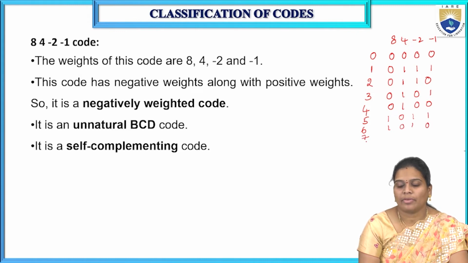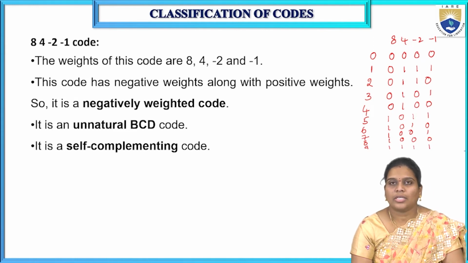Next one is 7: 8 minus 1, 7. Next one is 1, 0, 0, 0. Next one is the 9: 8 plus 4, 12. 12 minus 2, 10. 10 minus 1, 9. Okay, so this is the truth table for the 8, 4, minus 2, minus 1 code.